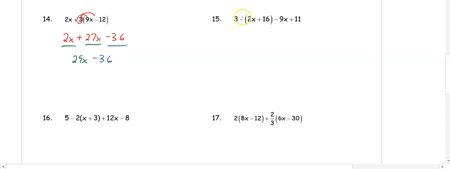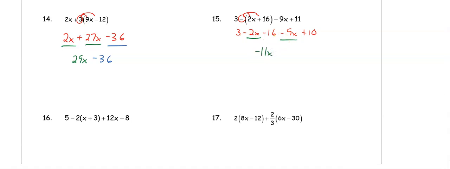In 15, we have this negative sign that we can distribute. So we have 3 minus 2x minus 16 minus 9x plus 10. We have two x terms that can combine together. Negative 2x minus 9x is negative 11x. And then we can combine 3 minus 16 plus 10. So 3 minus 16 is negative 13, plus 10 is negative 3.